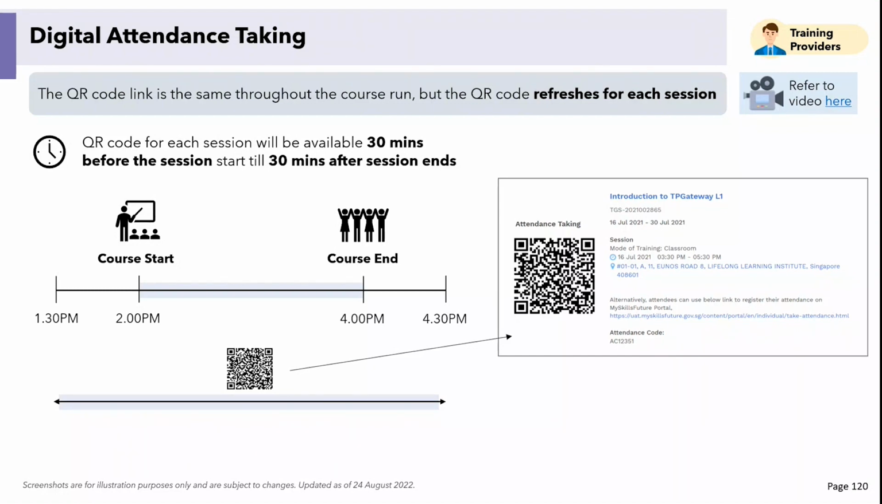Also, the QR code for each session will only be available for 30 minutes before the session and 30 minutes after the session. So for example, a session that starts at 2 and ends at 4, the QR code will only be visible from 1:30 p.m. to 4:30 p.m. This is to allow trainees to arrive earlier to take their attendance before the session starts and to cater to latecomers to take attendance after the session.